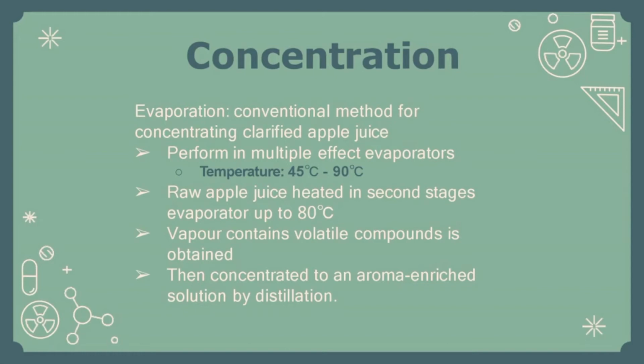Generally, the raw apple juice is heated in the second stage of the evaporator up to 80 degrees Celsius, and a vapor containing the volatile aroma compounds is obtained. It is then concentrated to an aroma-enriched solution by distillation.